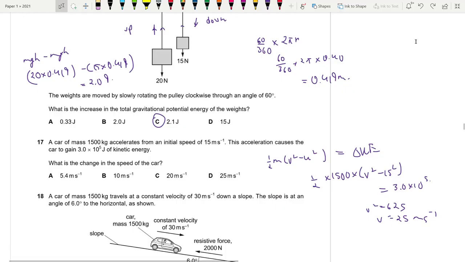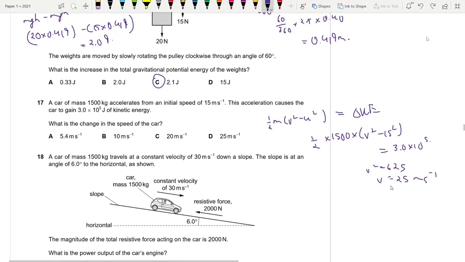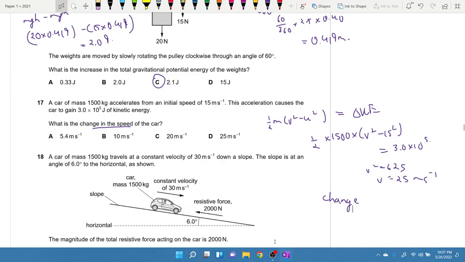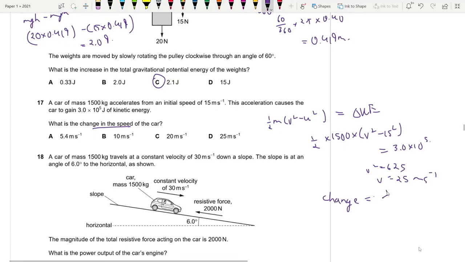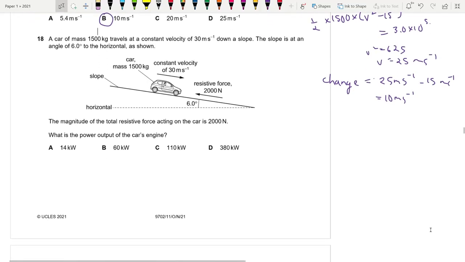second. So this is actually the final speed of the car. Now they want the change in speed of the car. So what's the change going to be? The change in speed is equal to 25 meters per second minus what was the initial speed? 15. So the change is actually 10 meters per second. That's why the answer is B. 17 is B.